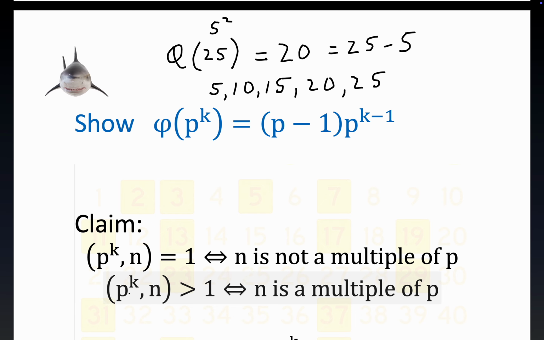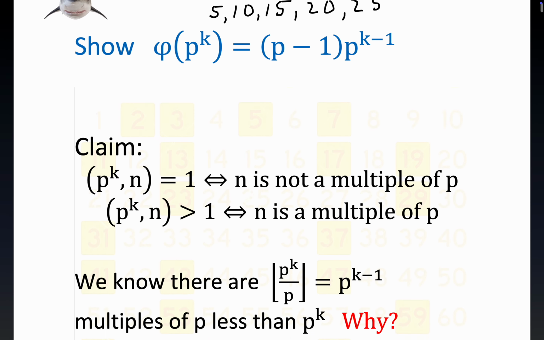It says that p to the k and n are not coprime. Otherwise, if n is not a multiple of p, then p to the k and n are always relatively prime, and that was kind of illustrated up here. I didn't list all the possibilities, but these are the only 2 possibilities, and so I'm not going to try to prove this claim. I think it's fairly self-evident. Okay, now let's keep going.